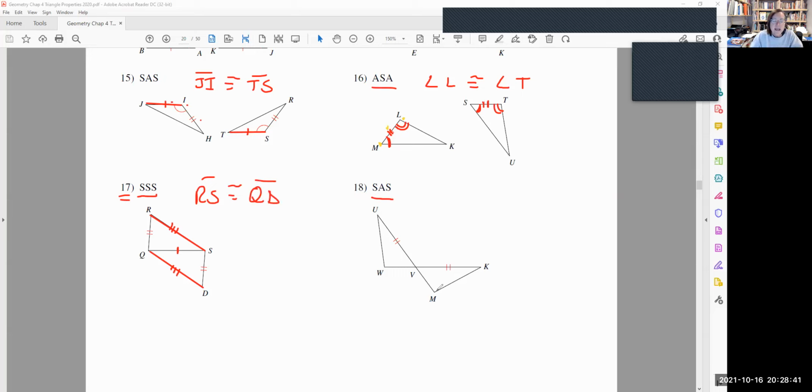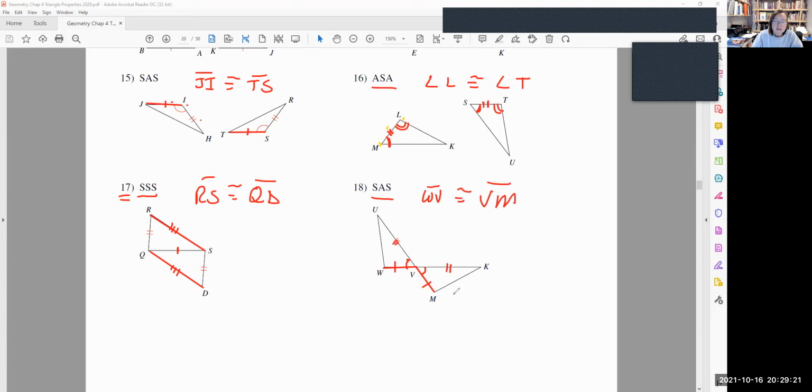And then finally, side, angle, side. Okay, I'm given a side, and that's it. But again, I kind of have this bow tie, right? So I do have this angle. And the additional side would have to be, notice side, angle has to be right here, okay? Side, angle, side. So what I'm looking for here is that WV is congruent to VM, right? So WV congruent to VM.